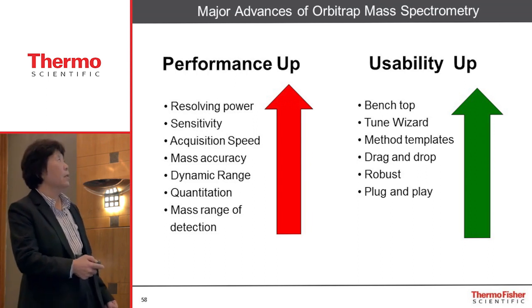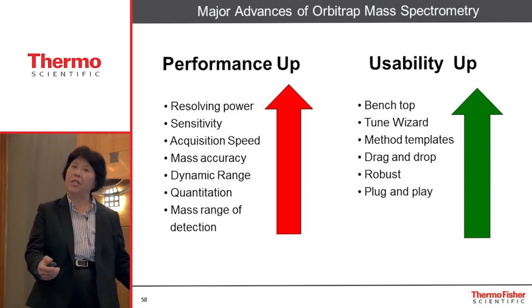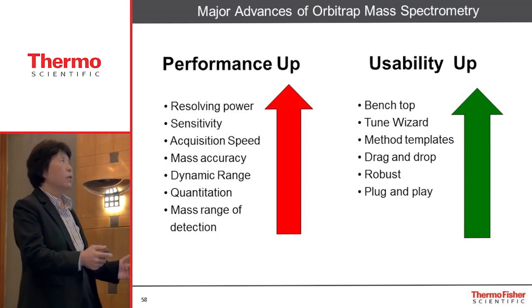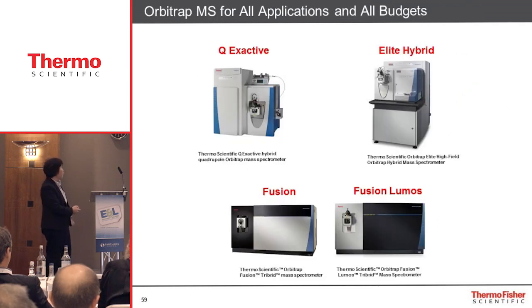On the other hand, the usability is up too. It's a small-footprint benchtop. We have a tune wizard and method templates. All you need to do is drag and drop to build up your method. And it's robust and basically plug and play. So this is the Orbitrap mass spec we have, to fit all budgets and applications. Within the Q Exactive, like Kyle said, we have a series.